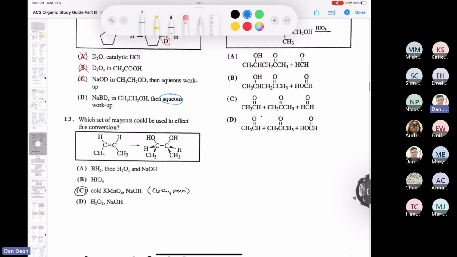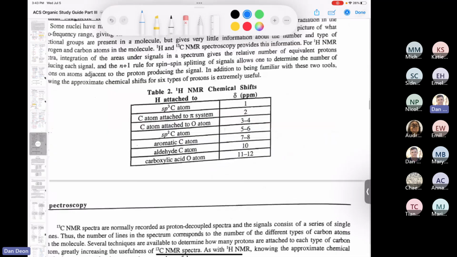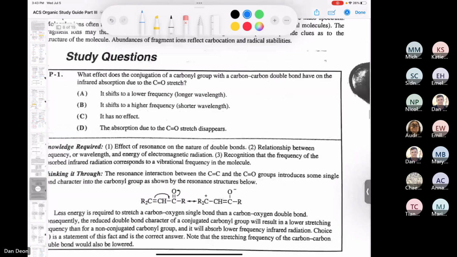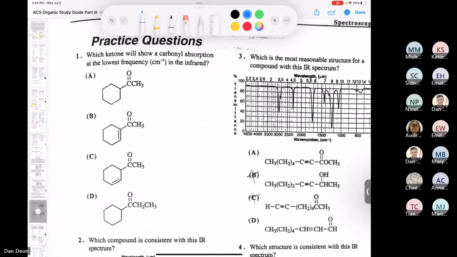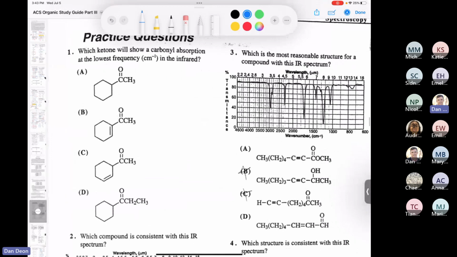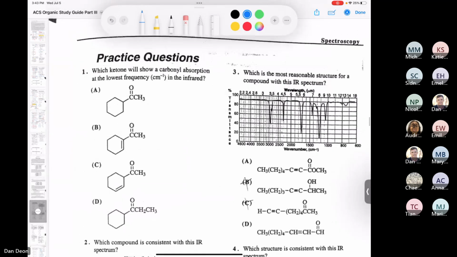Number 13, I have the answer on there. Number 14, we didn't cover that one. So let's take a look at some of these questions down here. I think that this one was on the practice exam, or the practice quiz rather. Number 1, which ketone is going to absorb at the lowest frequency in the infrared? So we have 3 ketones. Could anybody identify which one is going to absorb at the lowest frequency?